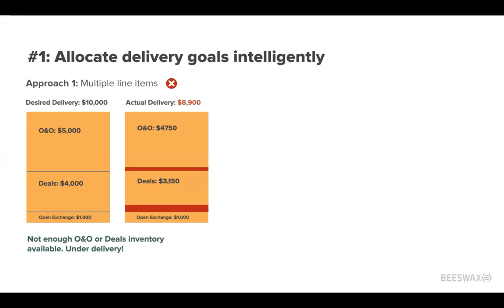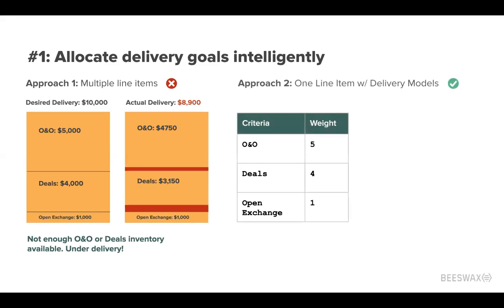You weren't able to spend the entire $10,000. That's a very common scenario, a very simple one, but very common. So our approach is different. You create one line item, not multiple. And there's this new object called a delivery model, which describes how you want to weight the different segments of inventory. In this case, I have 3 criteria as an illustration: owned and operated, deals, open exchange. I give them a weight of 541.